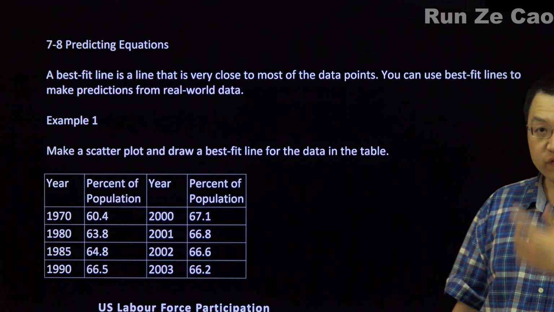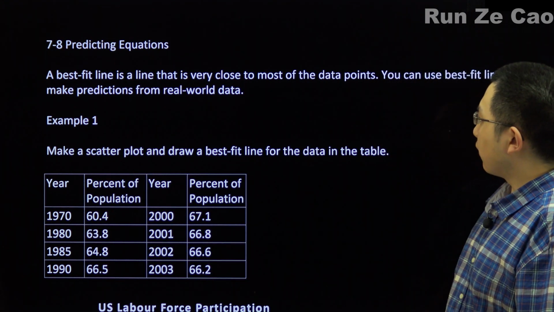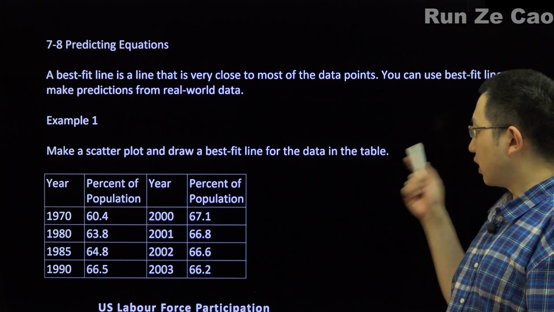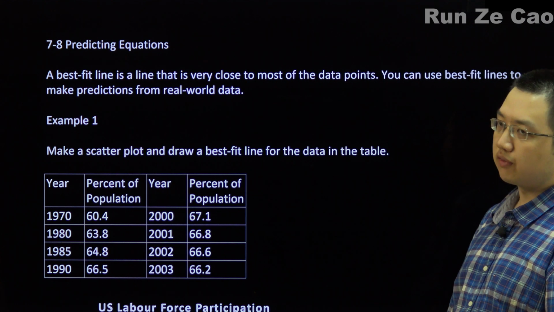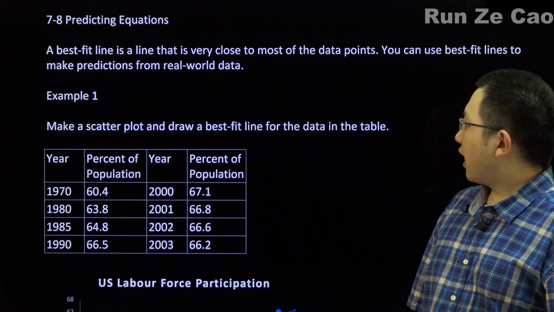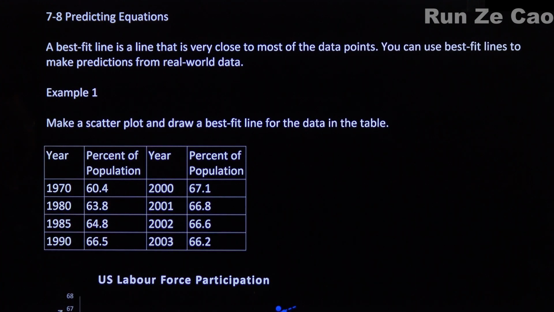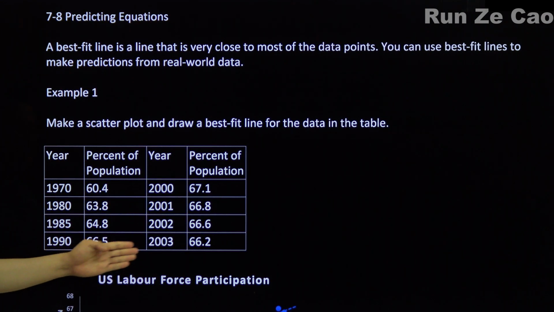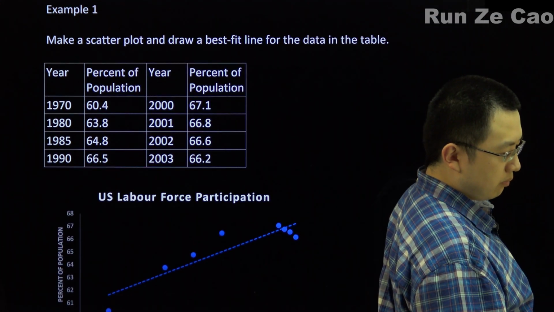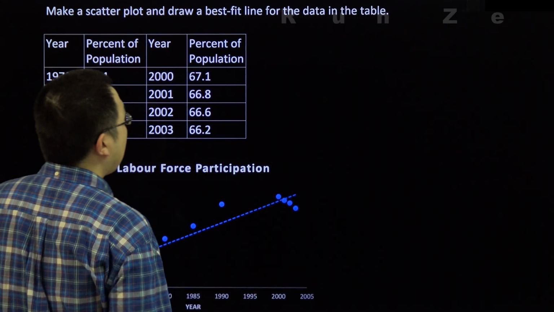You can use best fit lines, which are going to be linear functions, if you're plotting some scatter plots and fitting a best fit linear function to them. The usual use of the best fit line: the best fit line is very close to most of the data points, and you can use them to make predictions from real-world data. So you can make a scatter plot using some data, some numbers, and because these are coordinates, you can draw a line through them as best you can.